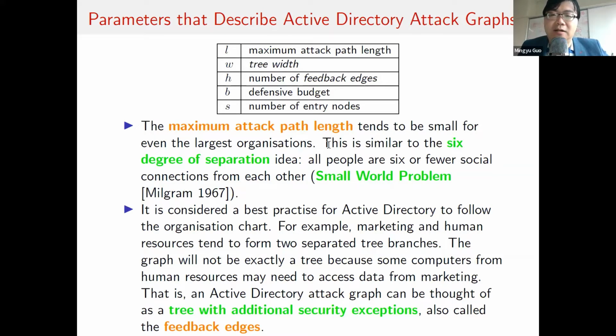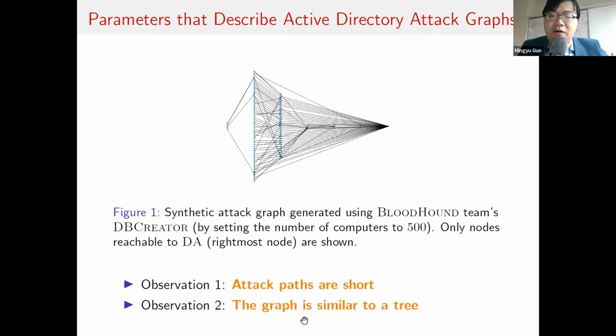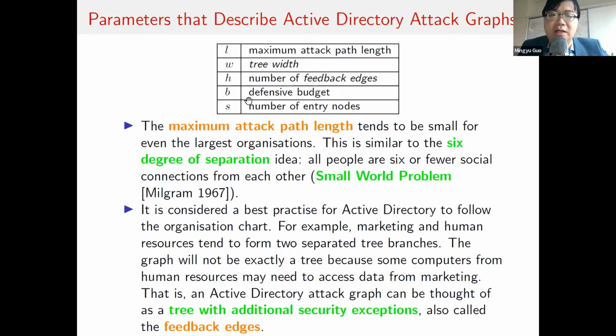And then we want parameters that would describe that the graph is close to a tree. There are two parameters. One parameter is tree width, which we will get into. Tree width is a commonly used parameter in fixed parameter analysis to describe how close a graph is to a tree. And another thing we actually use is the number of feedback edges.